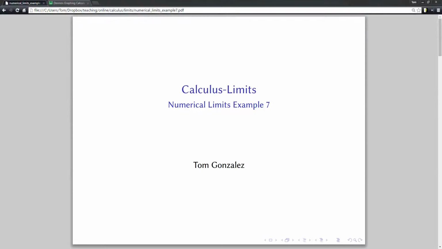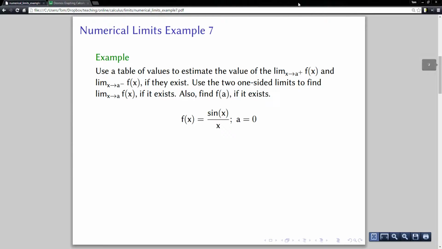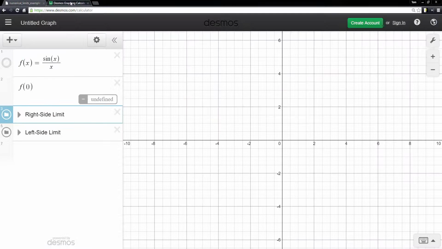In this example, we're going to take a look at another numerical limit. In this case, we're going to take a look at the limit as x goes to 0 of the function sine x over x. And again, we're going to do that numerically. So going to Desmos to make a table a little bit easier.